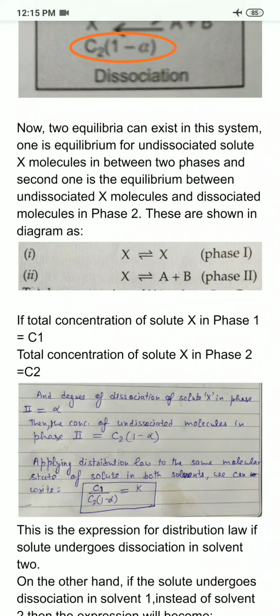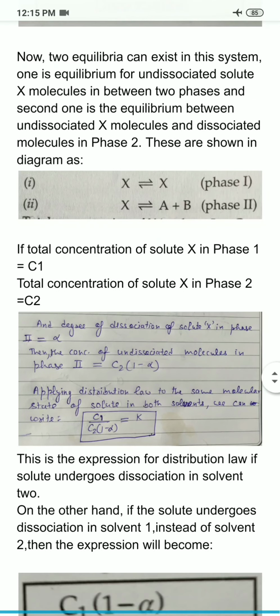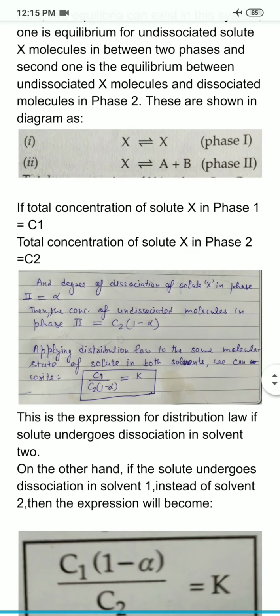Now applying distribution law to the same molecular state of the solute in both solvents, we can write. अब आपको ये ध्यान रखना है कि जब डिस्ट्रीब्यूशन लॉ अप्लाई करेंगे तो आपने सेम मॉलिक्यूलर स्टेट पे अप्लाई करना है. अब आपके पास यहाँ पे C1 भी है कंसंट्रेशन फेज 1 में और C2 सेकेंड फेज में कंसंट्रेशन है, पर मैंने कहा कि आपको सेम मॉलिक्यूलर स्टेट में अप्लाई करना है. तो सेम मॉलिक्यूलर स्टेट में जो फेज 1 में तो कंसंट्रेशन C1 है और फेज 2 में C2 तो टोटल कंसंट्रेशन है, पर सेम मॉलिक्यूलर स्टेट मतलब जैसी फेज 1 में थी मतलब अनडिसोशिएटेड, दैट इज इक्वल टू C2 into 1 minus alpha.